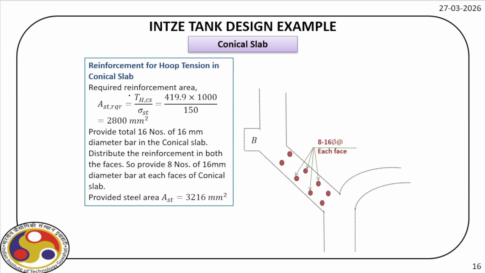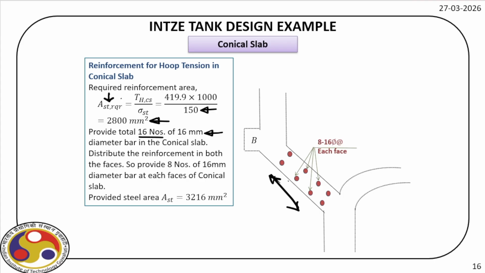Now we have to find out the area requirement for the reinforcement, and that we get from the allowable stress, which is 150 Newton per millimeter square. So the area of steel required is 2800 millimeter square. So we can provide 16 numbers of 16 diameter bars, as you can see in this conical slab.